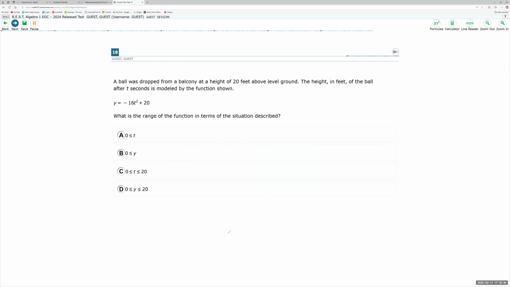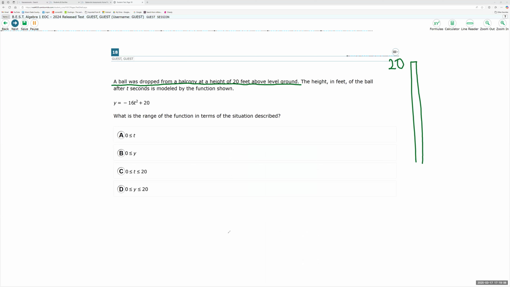All right. This one is going to be easy because we're going to understand what it says. It says that a ball was dropped from a balcony at a height of 20 feet. So there was a height. It was 20 feet.